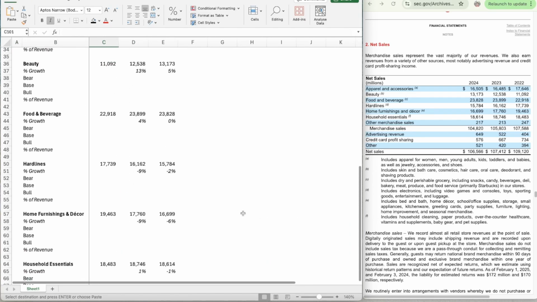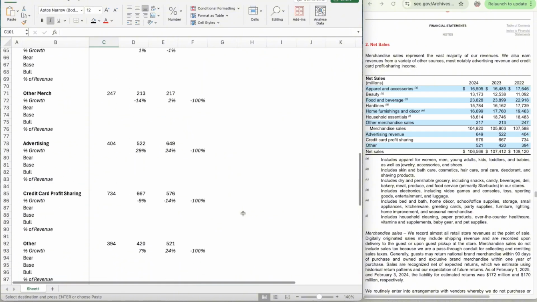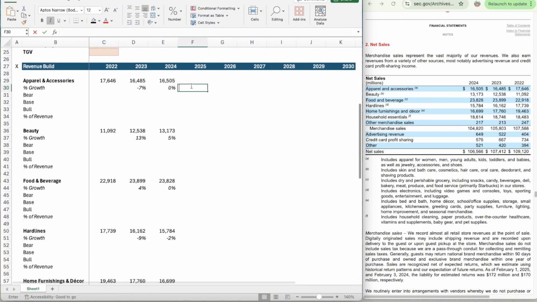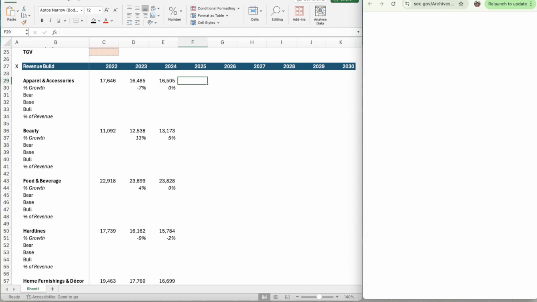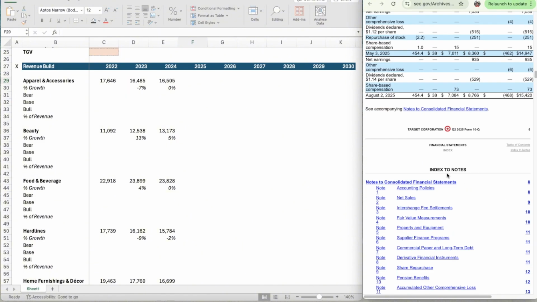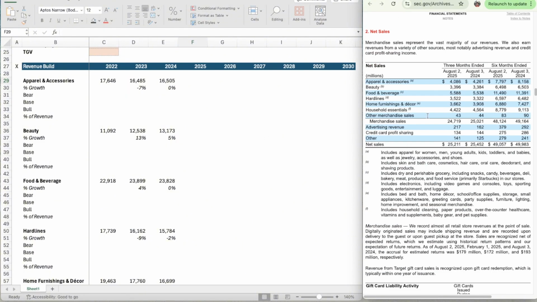Okay, now let's do 2025. I haven't actually checked if they've broken it down. Hopefully they have. Yeah, perfect. Okay, six months ended. As usual, we see what happened in 2024.